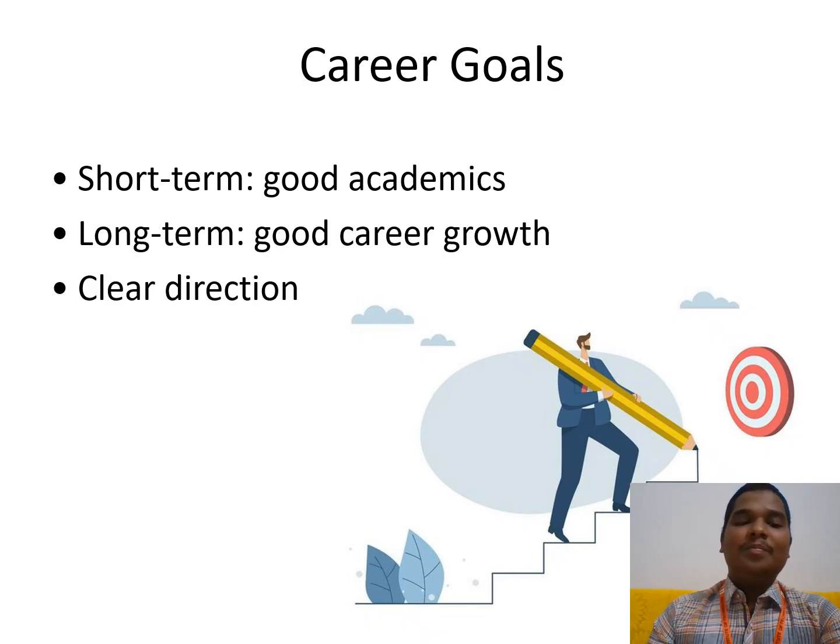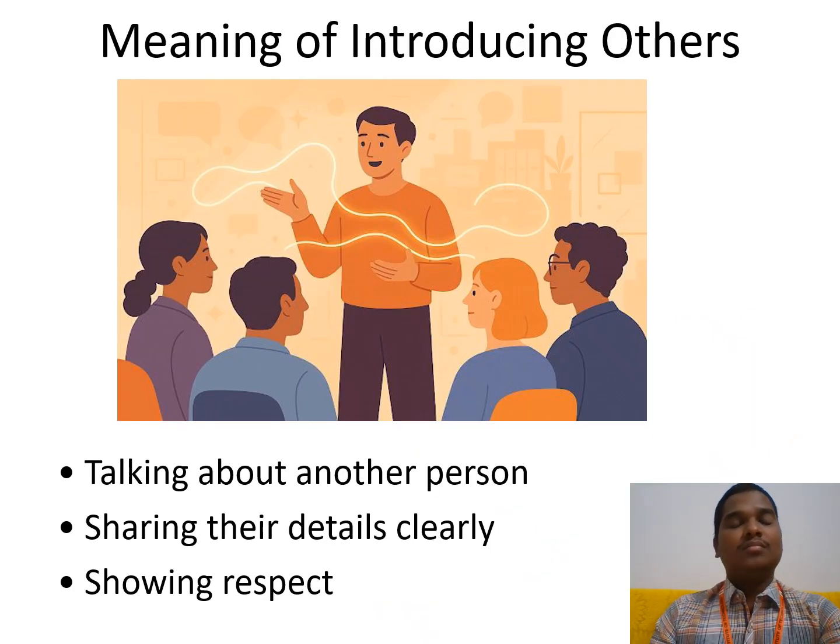Goals tell others what we want to achieve in our life. We usually mention two types of goals, that is short-term goals and long-term goals. Short-term goals are such as performing well in academics, and long-term goals such as achieving good career growth. When we mention our goals, it shows that we have clarity and direction in life.